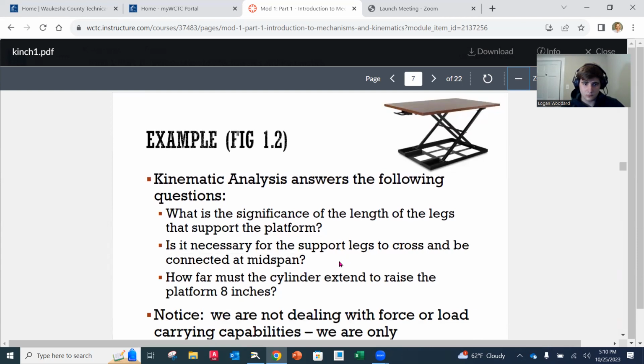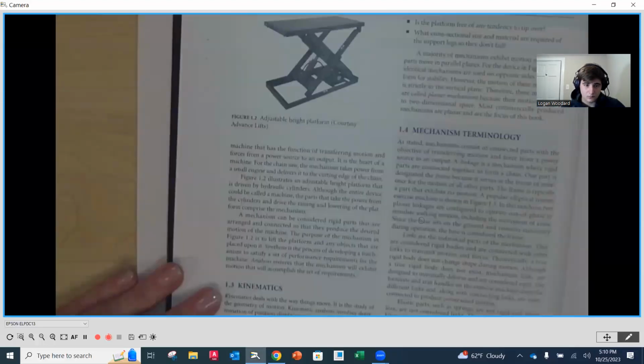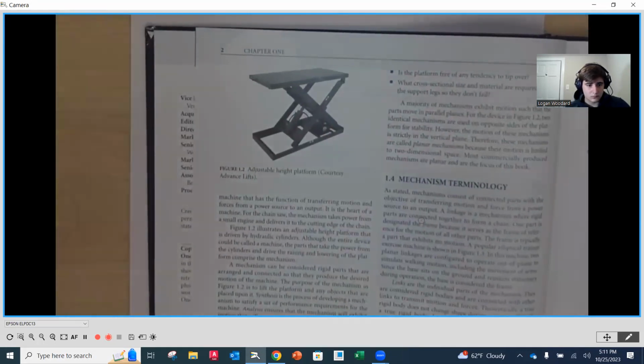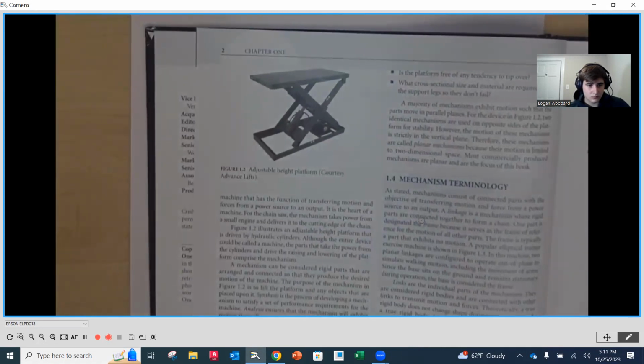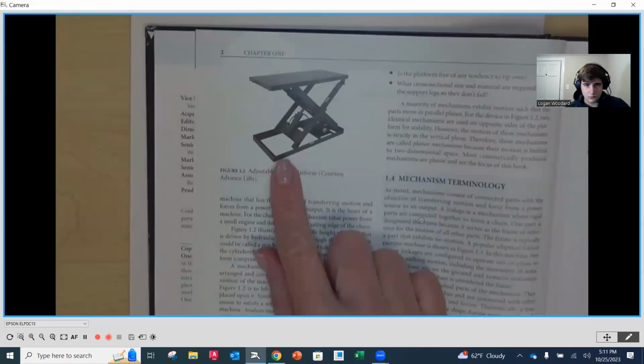Now in figure 1.2, a similar illustration to the figure 1.2 in your book, at the top of page 2, if we were to look at the kinematic analysis of this item, kinematics is going to answer a couple of questions, okay? So we have this platform and it's going to go up and down vertically, and it's going to keep that platform horizontal, level. And so you'll notice here that we have a mechanism, a linkage, that is going to allow this to move up and down relative to what we would call the frame down here, okay?